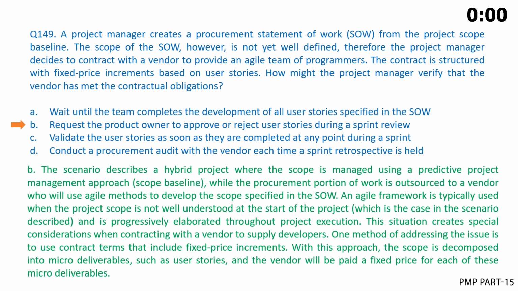This situation creates special considerations when contracting with a vendor to supply developers. One method of addressing the issue is to use contract terms that include fixed price increments. With this approach, the scope is decomposed into micro-deliverables, such as user stories, and the vendor will be paid a fixed price for each of these micro-deliverables.